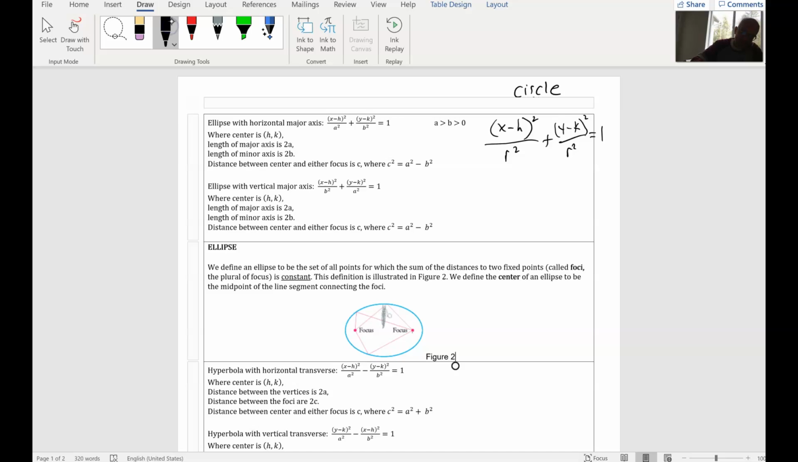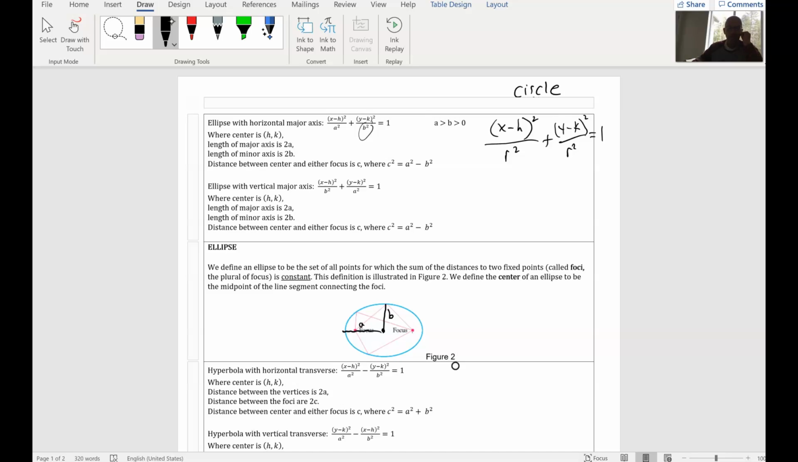Put a pin here, sorry about that. So if we had the center point right here, that would be b. Notice it's b squared underneath here, but the distance would be b, and this distance here would be a.